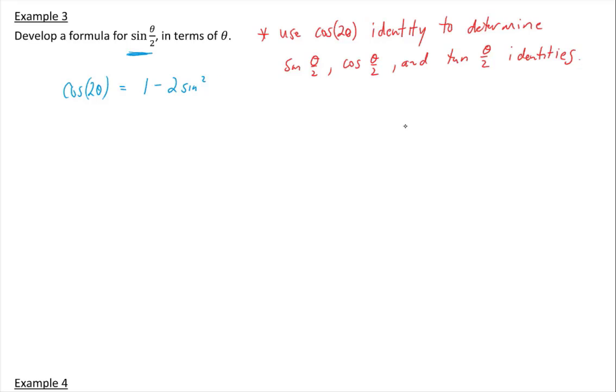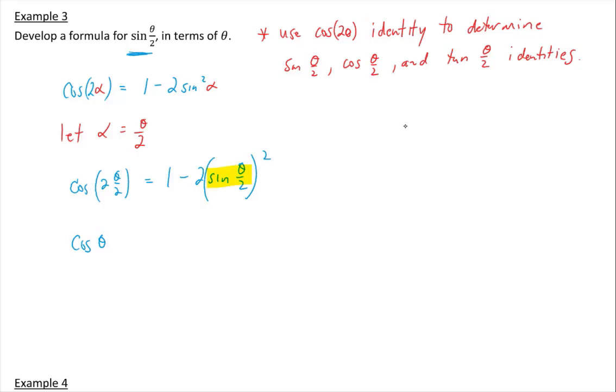If we replace the thetas with alphas, and then we let alpha equal theta over 2, then we get cosine 2 theta over 2 is equal to 1 minus 2 sine of theta over 2 all squared. Now we just need to isolate for sine of theta over 2. First of all, we can move the 1 to the other side, so we get cosine of theta, the 2's cancel, minus 1 is equal to negative 2 sine of theta over 2 all squared.